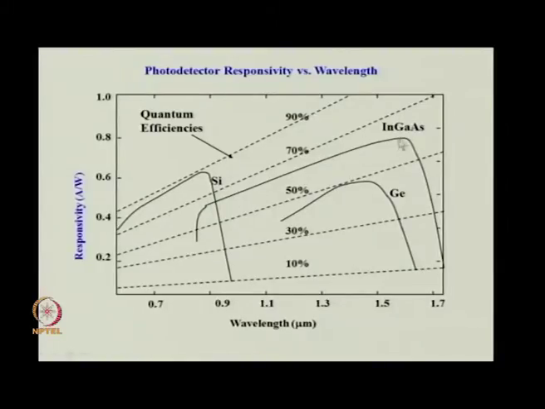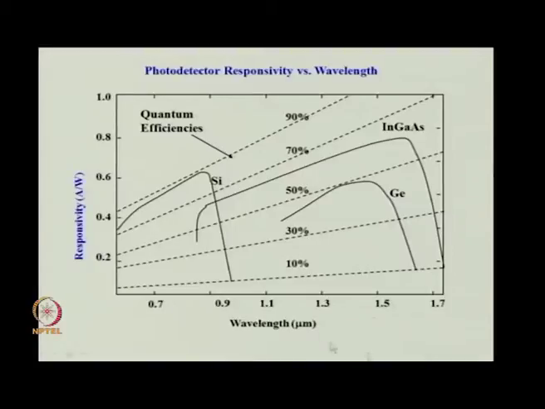So, indium gallium arsenide, you can see, has an efficiency of about 70% everywhere, almost touching this line everywhere. But the interesting part is that it is almost flat, that is 70% here. Silicon goes from about 1 micron up to 1.1. It has a very good responsivity, but it is okay in this region.